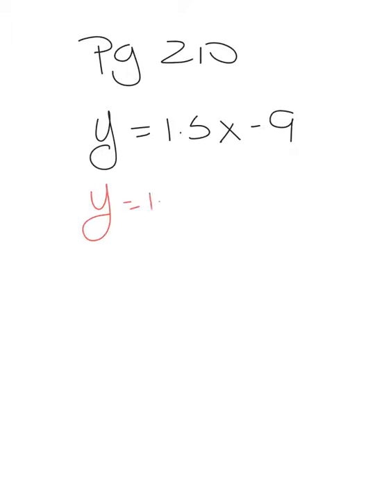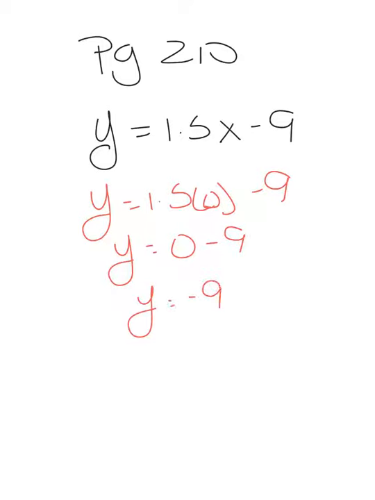First, we're going to find the y-intercept. The intercepts are always when the other value equals 0. So to find the y-intercept, we are going to plug in 0 for x. So we're going to take y equals 1.5 times 0 and then subtract 9. Well, we know that anything times 0 is 0, and 0 minus 9 is negative 9. So your y-intercept is negative 9. That would be the ordered pair 0, negative 9.